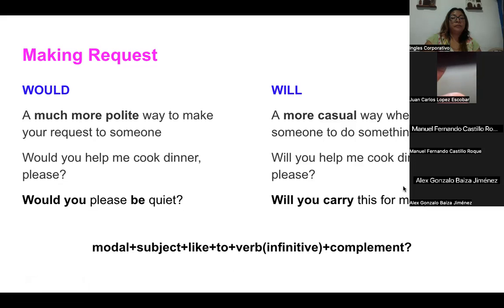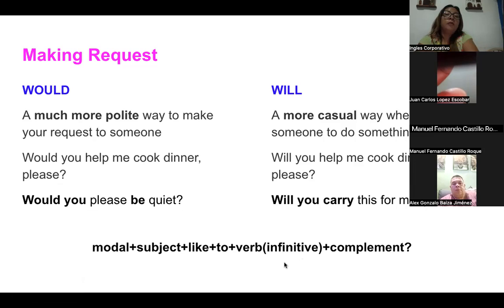y el verbo siempre tiene que ir en infinitive. Recuerde que en the infinitive form you don't have to change anything. You don't need to add anything to the verb. Pero lo que sí no puede faltar es el to. Okay, to plus the verb and infinitive. The complement and the last is the question mark. Okay? Muy bien, give me examples. Usando esta estructura, ya sea would or will.